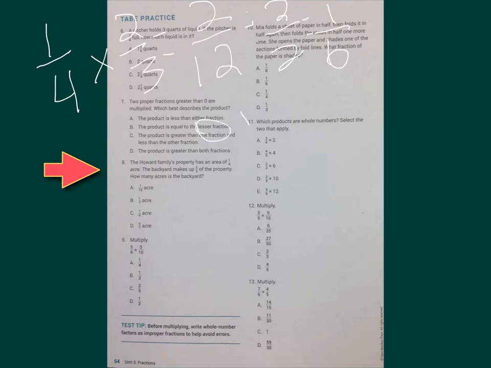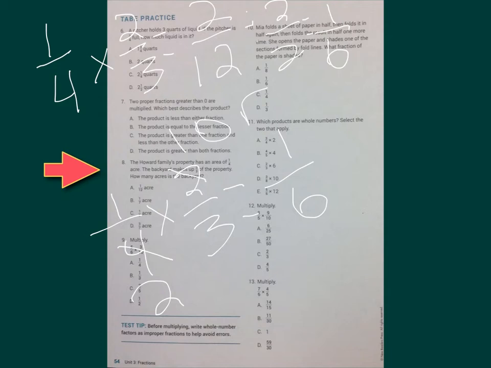Or we can simplify it first. We can say 1/4 times 2/3. So we know that 2 and 4 will both divide by 2. So let's simplify it. 2 will divide into 2 1 time, and 2 will divide into 4 2 times. And then we're just going to multiply. So 1 times 1 is 1, and 2 times 3 is 6. So that's where we're going to get our answer, 1/6, C.